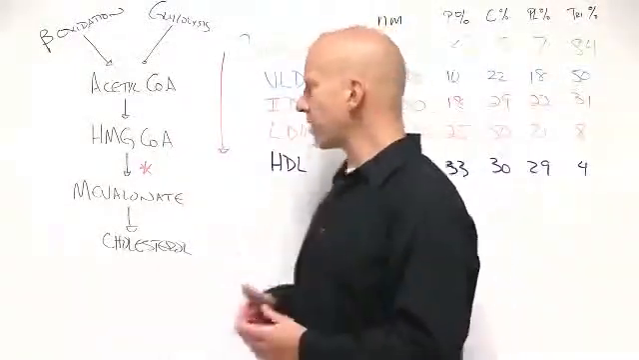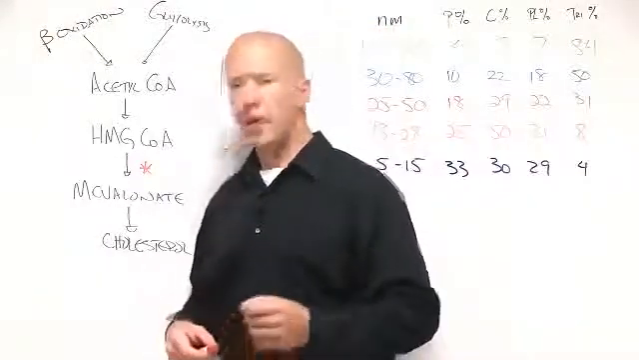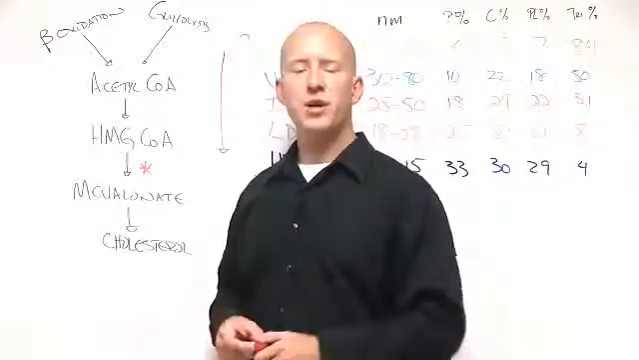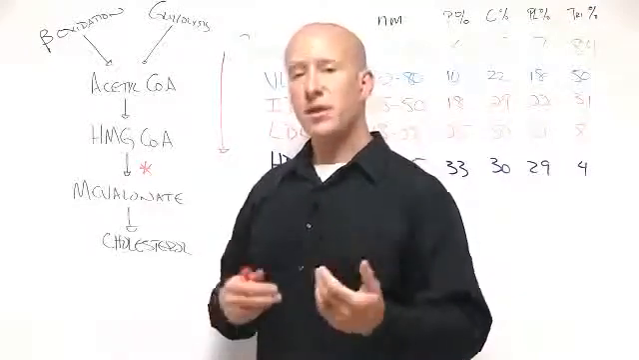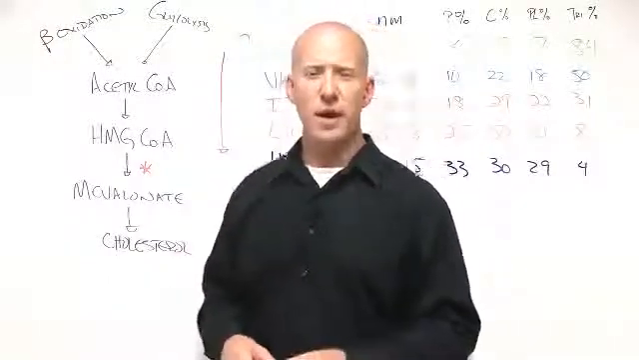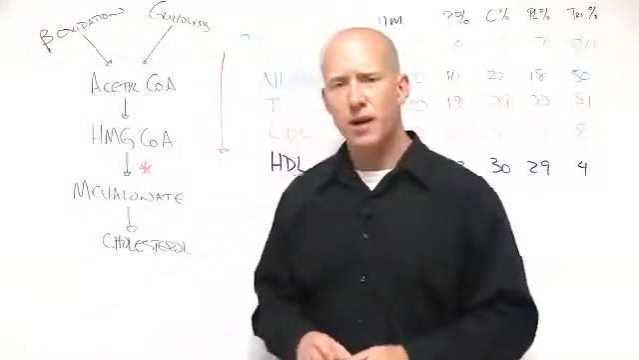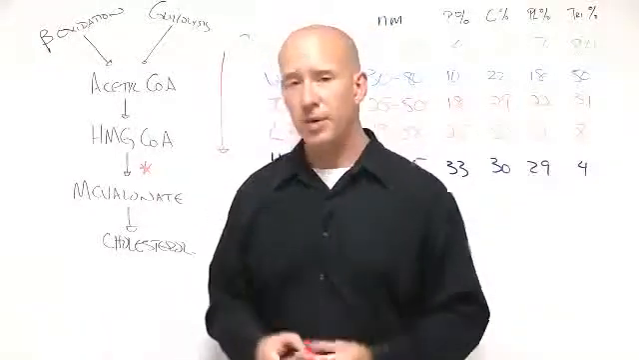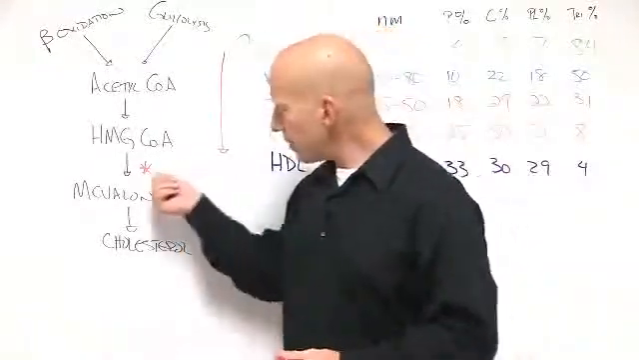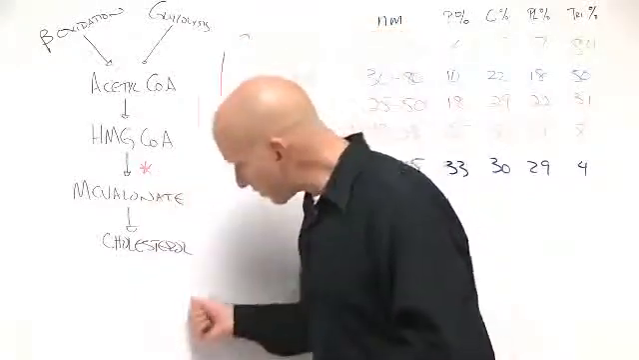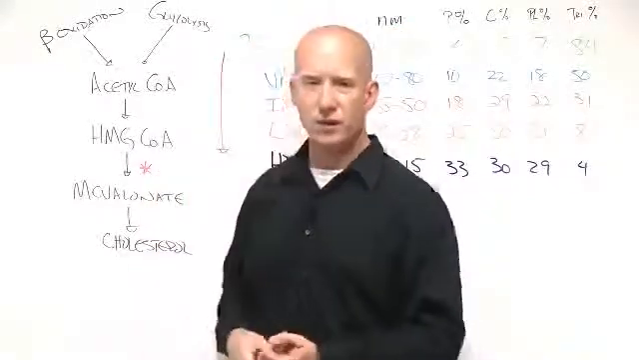HMG-CoA is then further converted into mevalonate by an enzyme called HMG-CoA reductase. HMG-CoA reductase is considered to be the rate-limiting enzyme for eventually cholesterol synthesis within the body. Now, many statin cholesterol-lowering medications are considered to be HMG-CoA reductase inhibitors, and that's because if you inhibit the activity of this enzyme, you inhibit the further downstream production, eventually, of cholesterol.